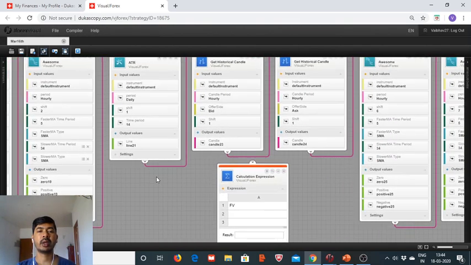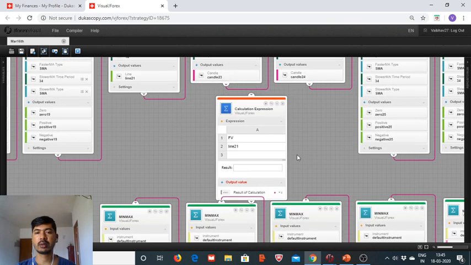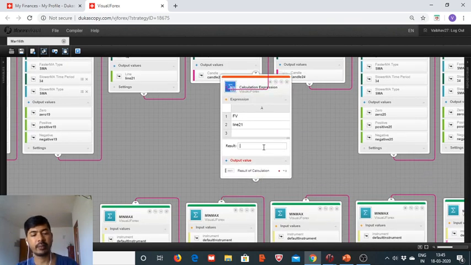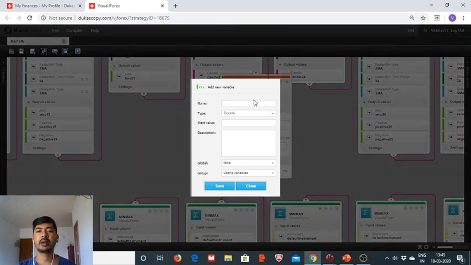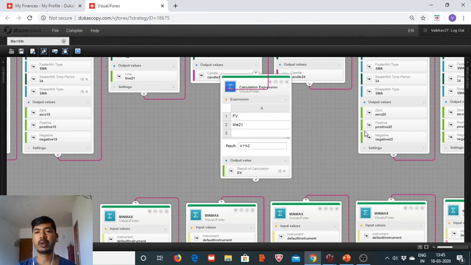So here is the ATR value, line 21, and we define this as A1 into A2, and the resultant requirement would be execution value, EV. So we have defined the EV here.